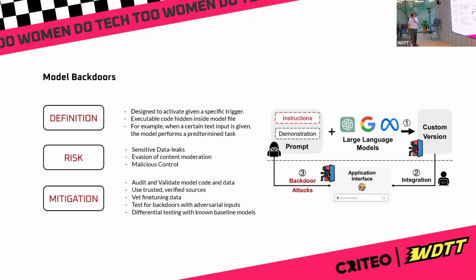What are the ways to avoid this? Well, always use trusted, verified sources of fine-tuned models. Make sure that you vet the model, audit it. There are several startups now which provide this possibility as well, including Databricks. Make sure that you test for backdoors with adversarial inputs, and also just compare the outputs to other commonly known models that are out there.